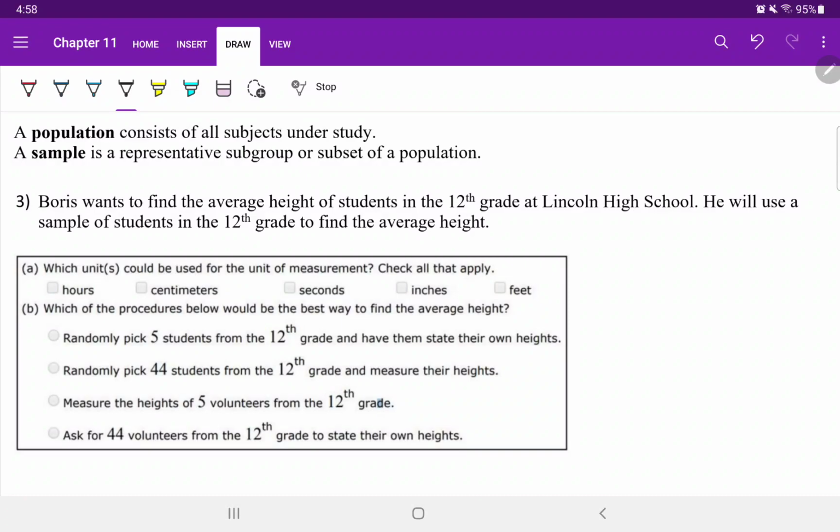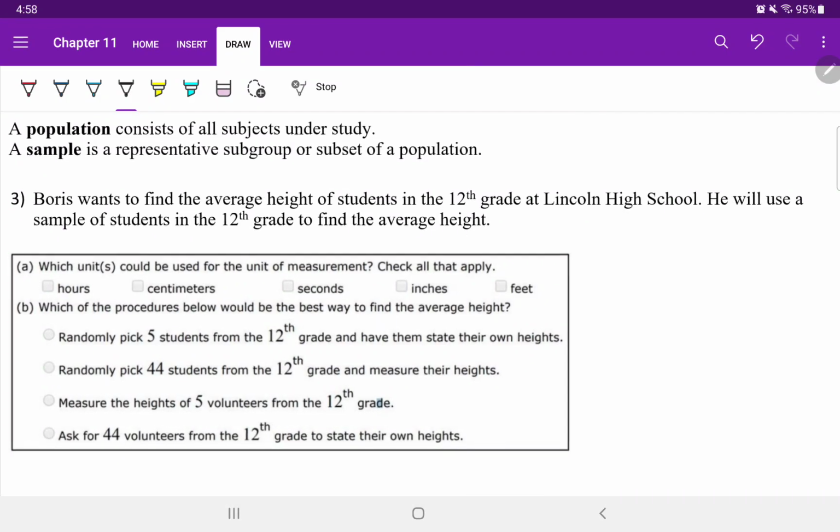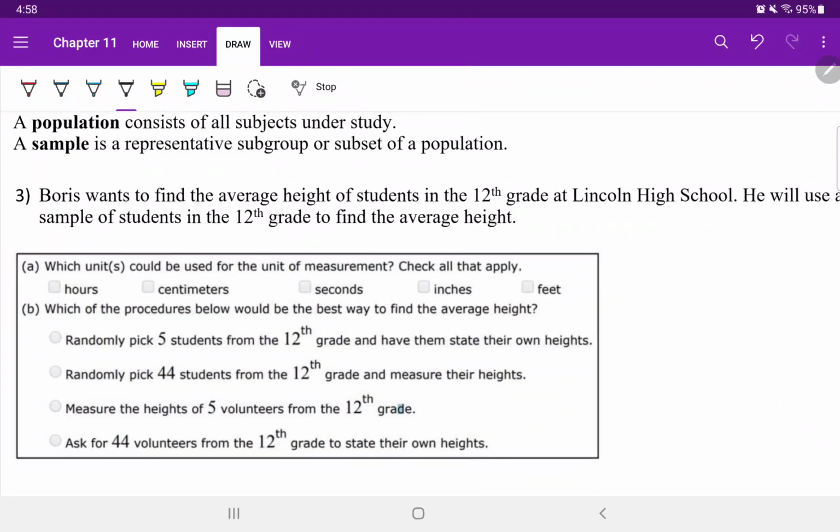Now, Boris wants to find the average height of students in the 12th grade at Lincoln High School. He will use a sample of students in the 12th grade to find the average height. Now, A, which units could be used for the measurement? Check all that apply. We're trying to find height. Height is a measurement. So we know for sure we do not measure height in hours or seconds. We can measure height in centimeters, in inches, but the most popular in the United States is going to be feet.